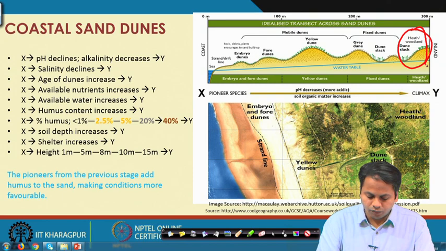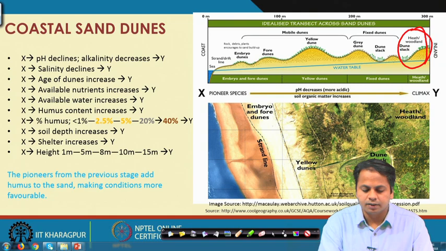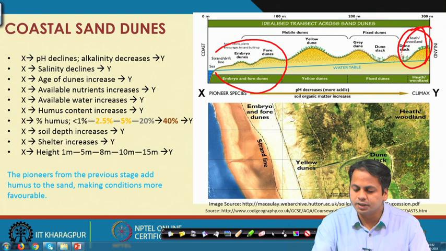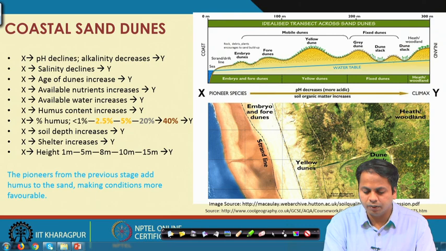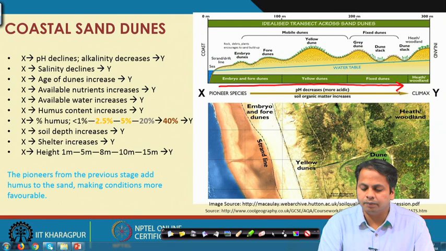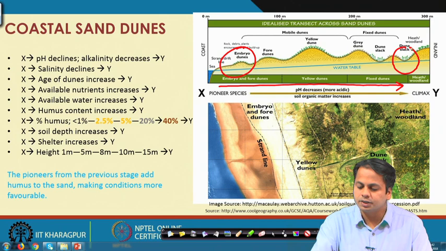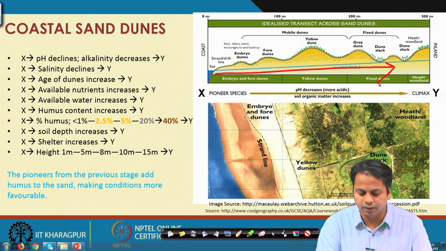So to summarize, if you move from X to Y, where at X the species are mostly pioneer, the steady or equilibrium state is established at Y in the climax stage. You can see pH declines and alkalinity decreases as you move along this direction. It becomes more acidic. Here it was more alkaline and here it is more acidic, or it can find balance, so it becomes stable here. The salinity also decreases when we move from X to Y.